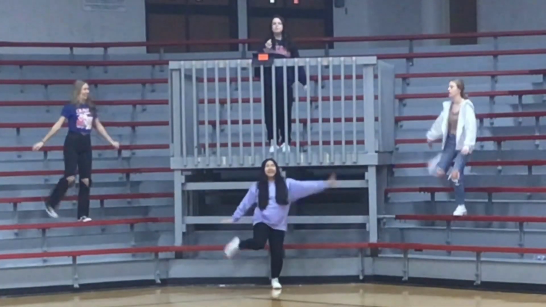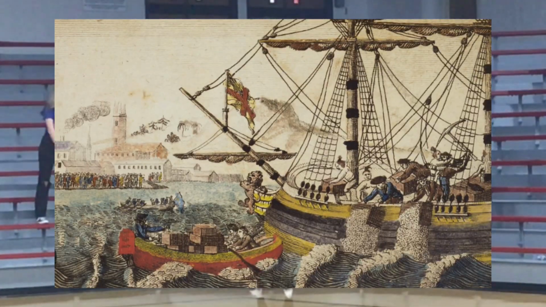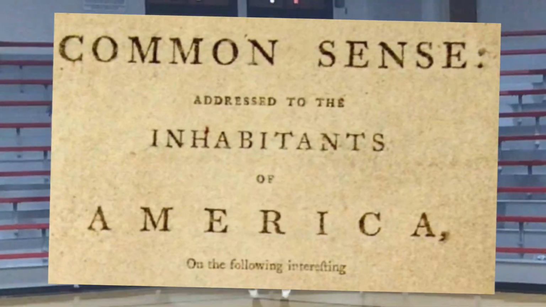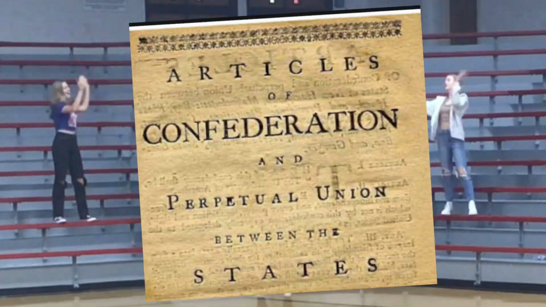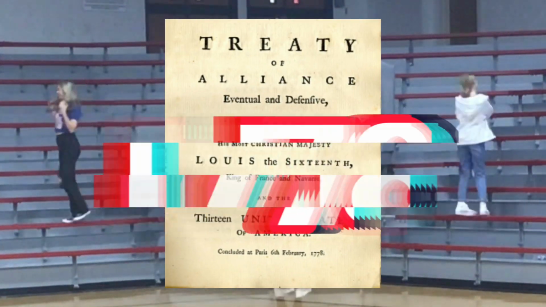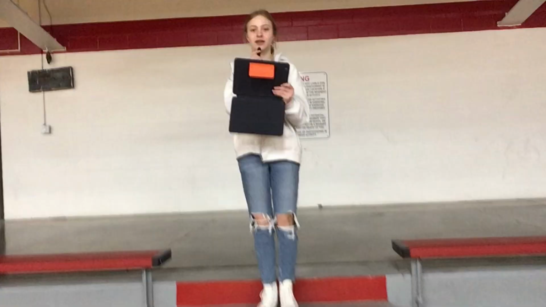Some of the major events and important documents of the American Revolution were the Boston Massacre in 1770, the Boston Tea Party in 1773, Lexington and Concord in 1775, Common Sense in 1776, the Declaration of Independence in 1776, the Articles of Confederation in 1777, the Treaty of Alliance with France in 1778, and last but not least, the Treaty of Paris in 1783.